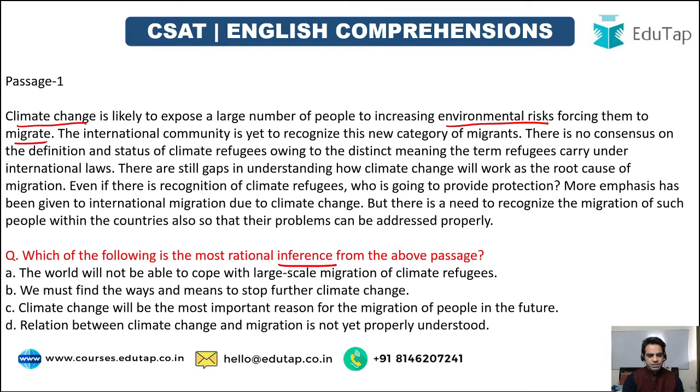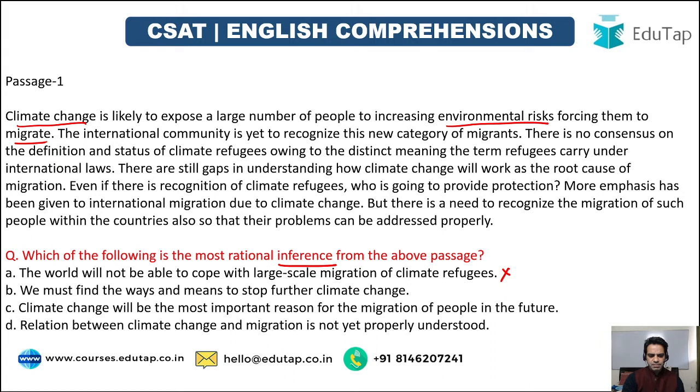So let's look at the question now, guys. The following is the most rational inference from the passage. Let's read the options and let's try to eliminate now. First is the world will not be able to cope with large scale migration of climate refugees. Has this been discussed anywhere in the passage? When something is not discussed, we cannot assume it is true, guys. Can eliminate that.